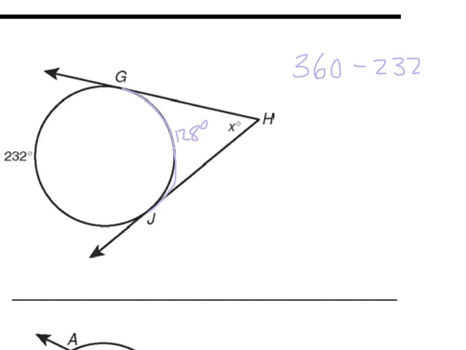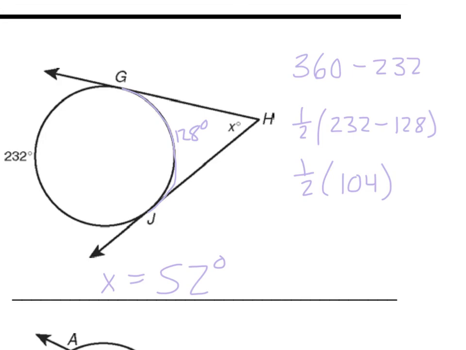And now we can just solve for X by subtracting our two intercepted arcs and multiplying by 1/2. So we have 232 minus 128 times 1/2. So 232 minus 128 is 104. And 104 times 1/2 is 52. So X is equal to 52 degrees.